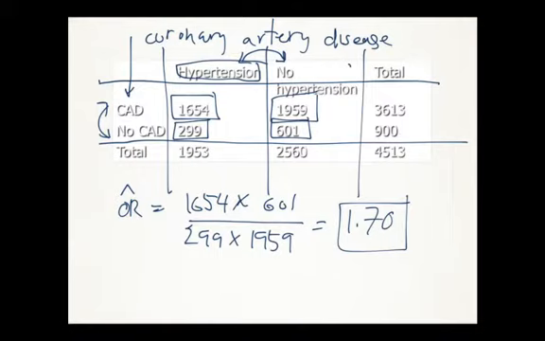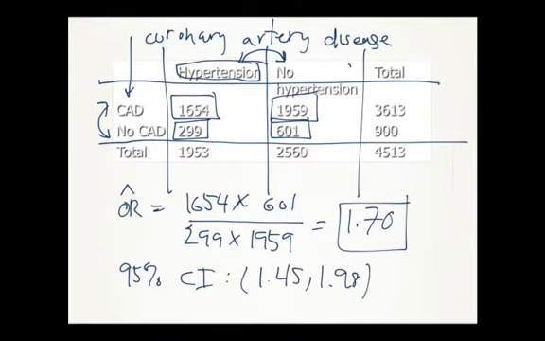So, looks like there is an effect, and then we could construct a 95% confidence interval for this. The 95% confidence interval would go from 1.45 to 1.98. I'm not calculating that. That would come from software, so that would come from Stata.